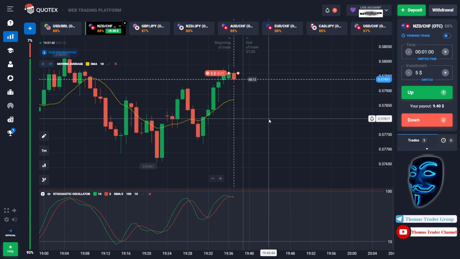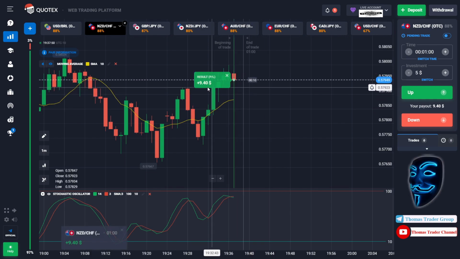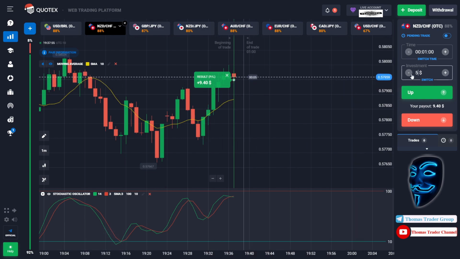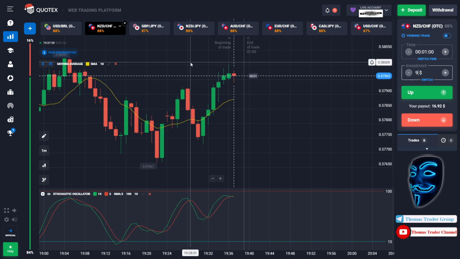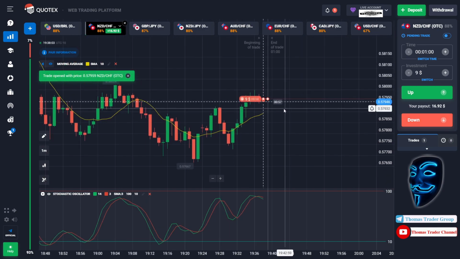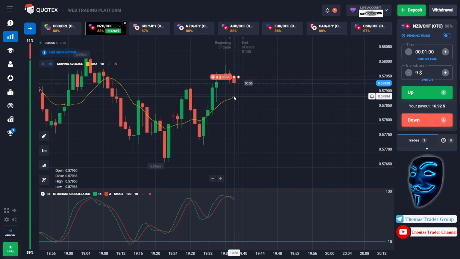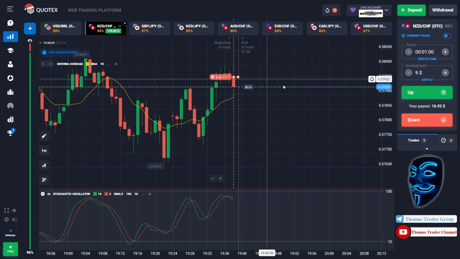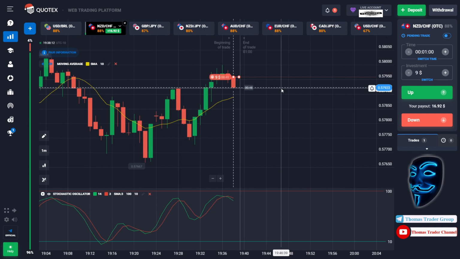We made a right prediction over here. We made a profit of $9.4. Let's change our investment into $9. And over here we still can open sell for 1 minute because I'm sure that the market will still continue the bearish trend and it will find the moving average line before it continues the bullish trend. Let's prove it and wait till the end of our trade.